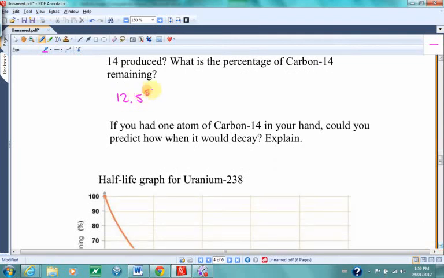Sorry. Oops. Carbon-14. And 87.5% of nitrogen-14.